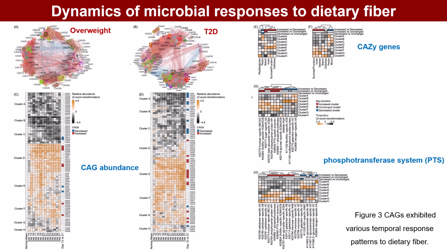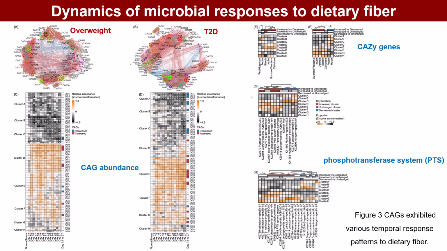We partitioned co-abundance groups, abbreviated as CAG, based on stable intermicrobial relationships. Based on daily sampling data, linear mixed models revealed a substantially larger number of CAGs with significant abundance changes during the fiber intervention compared to 2-point comparisons. We further identified 8 temporal patterns of microbial changes in the overweight group.